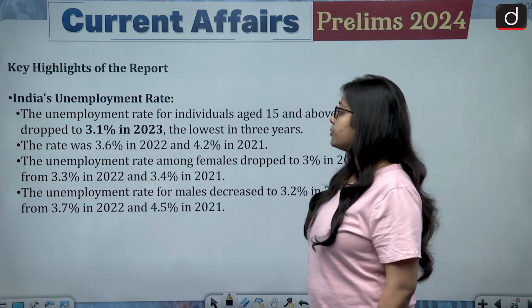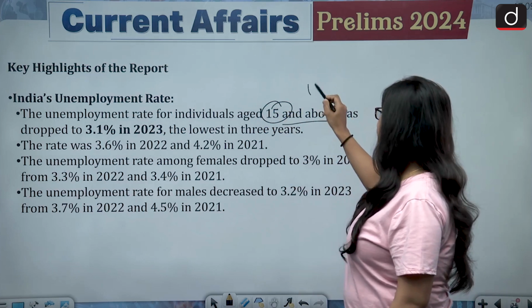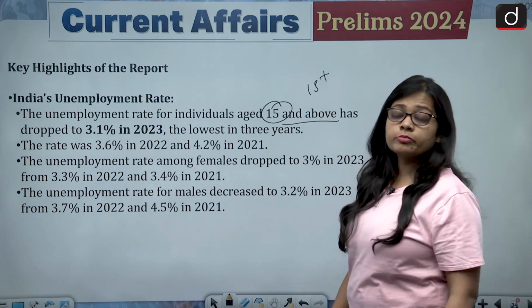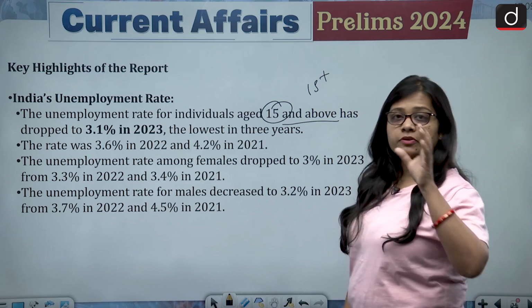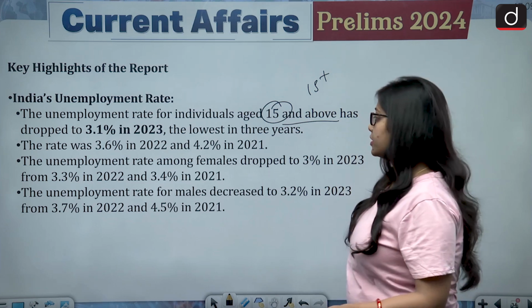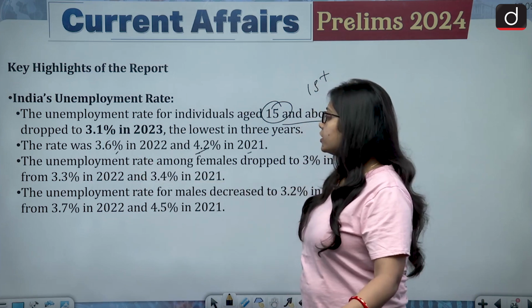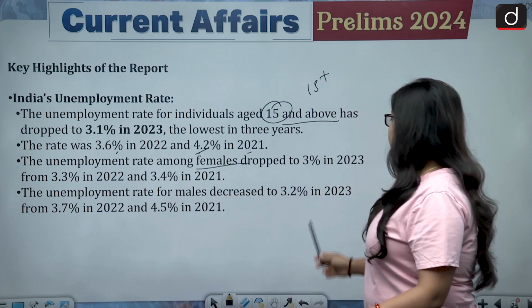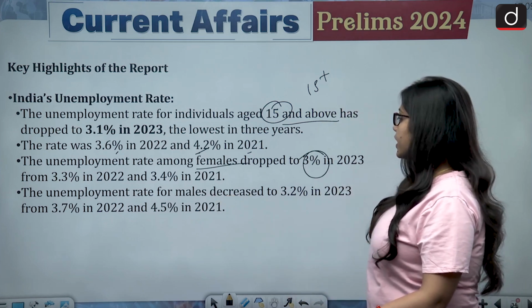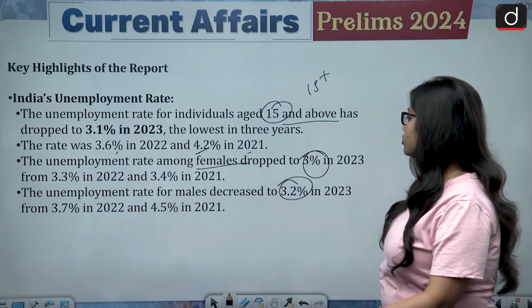So India's unemployment rate for individuals aged 15 and above, that is 15 plus, has dropped to 3.1% in 2023, and this 3.1% is lowest in the last 3 years. 2022 it was 3.6%, 2021 it was 4.2%. Among the males, the unemployment rate has dropped to 3%, and then the unemployment rate for females has also decreased to 3.2%.